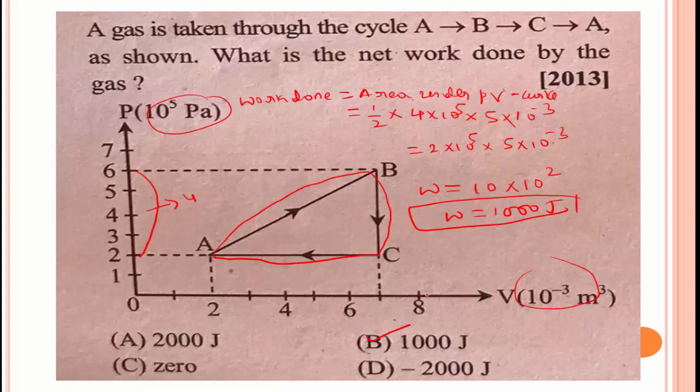The work done, or the net work done by the gas when it is taken through a cycle of A to B, B to C, C to A. From this diagram, the net work done by the gas is 1000 joule.